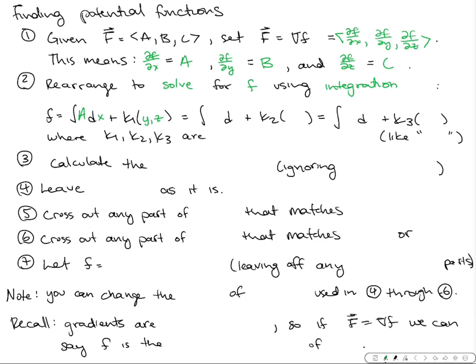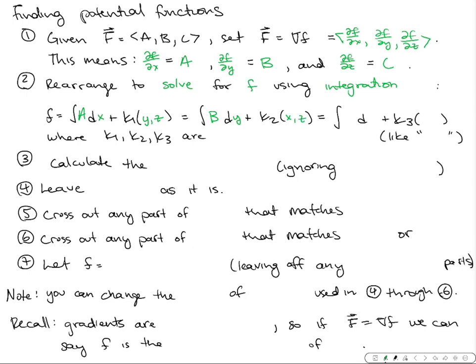If we look at the second equation, df dy equal to B, and we integrate, we would get f on the left side, we would undo that derivative, and then on the right side we would get that f needs to be equal to B integrated with respect to y. And there might be an unknown constant in there that we're going to call k2, and that might be a function of x and z.